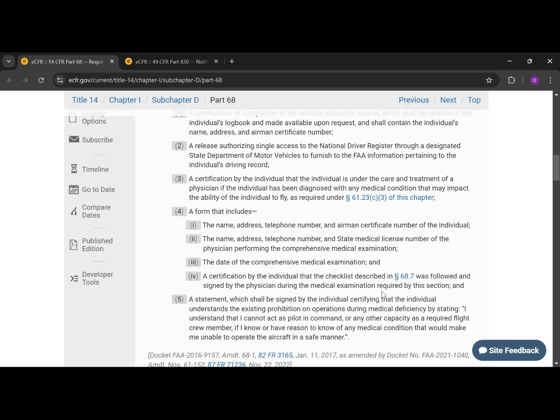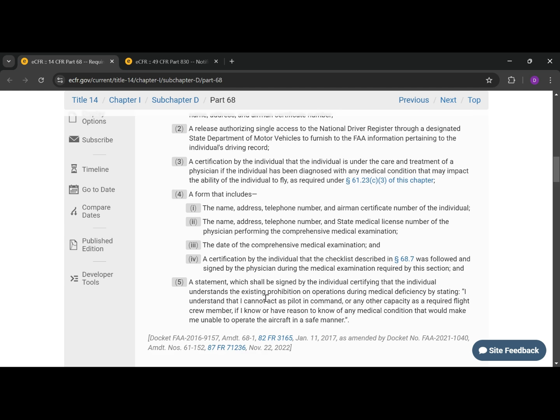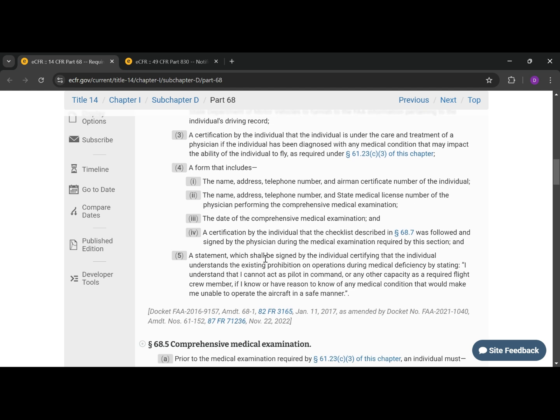during the medical examination required by this section, and a statement which shall be signed by the individual certifying that the individual understands the existing prohibition on operations during medical deficiency, stating, I understand that I cannot act as pilot in command or in any other capacity as a required flight crew member if I know or have reason to know of any medical condition that would make me unable to operate the aircraft in a safe manner.